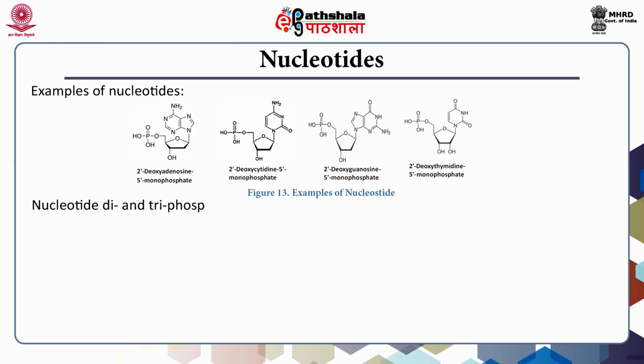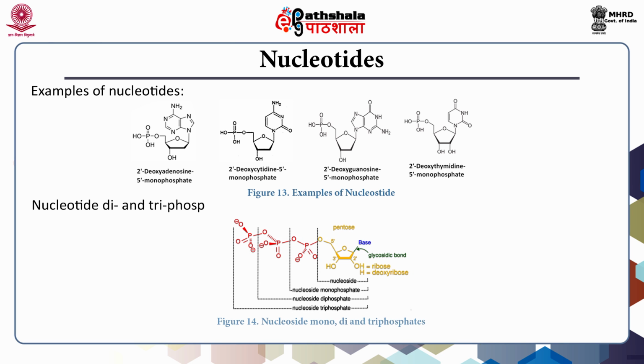Nucleotide di- and triphosphates: the term nucleotide generally refers to a nucleoside monophosphate, but in case additional phosphoric acids are present, they link to the existing phosphate and can produce nucleotide diphosphates or triphosphates, which is very clearly shown in the figure.